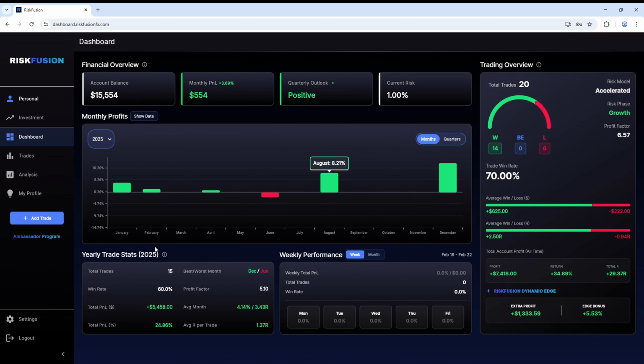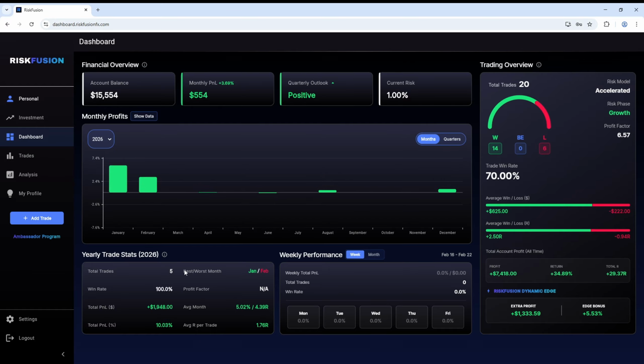And then down here in the bottom left, we have the yearly trade stats. So the yearly trade stats are linked to whichever year you have toggled. So if I put this back to 2026, you'll see that we now have all the information just for 2026, and it just goes into a little bit more detail here. We've got the total trades, your win rate, your total P&L in both monetary and percentage. We've then got your best and your worst month for the whole year.